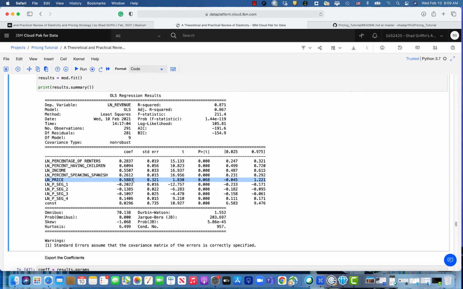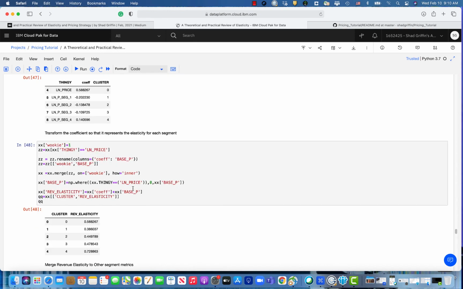Segment 0 has an elasticity of 0.5883. So a 1% increase in price for this particular group of stores is going to bring a 0.58% increase in revenue. For segment 1, it's about 0.2 less than 0.58, so about 0.38. For segment 2, it's about 0.13 less, so that's about 0.45, something like that. And I actually went through the math and calculated it down here.